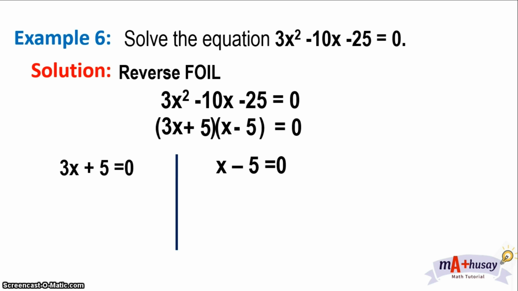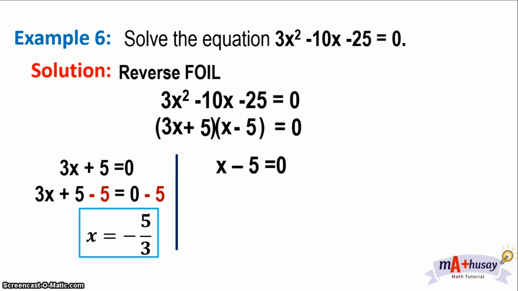So to get the values of x, for 3x plus 5, we have to add negative 5 to both sides of the equation. So you'll have x is equal to 5 over 3. So bakit kaya naging 5 over 3? Kasi you have negative 5 on the right side, but you still have 3x.